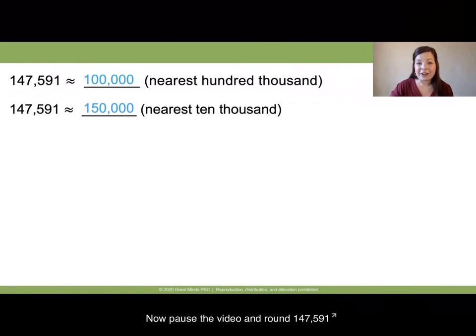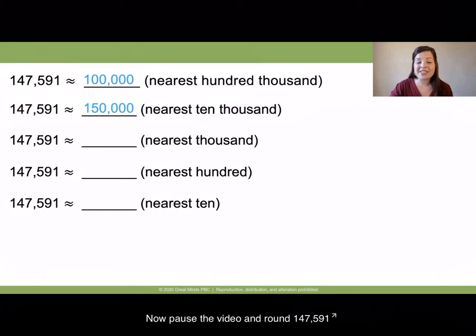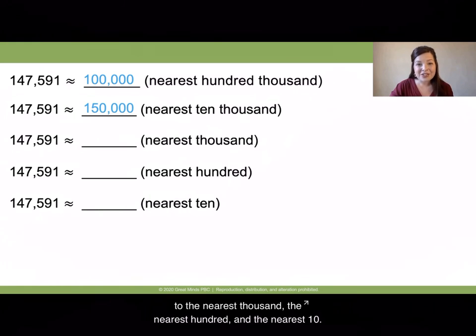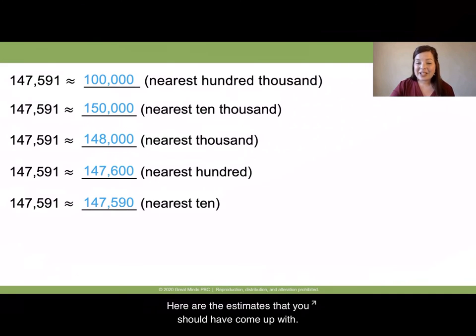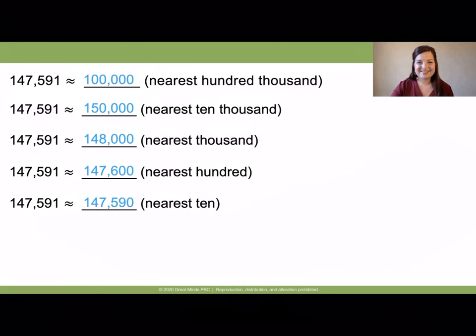Now pause the video and round 147,591 to the nearest 1,000, the nearest 100, and the nearest 10. Here are the estimates that you should have come up with. Check your work. Now, we just rounded 147,591 to different units. Compare the estimates. What do you notice?